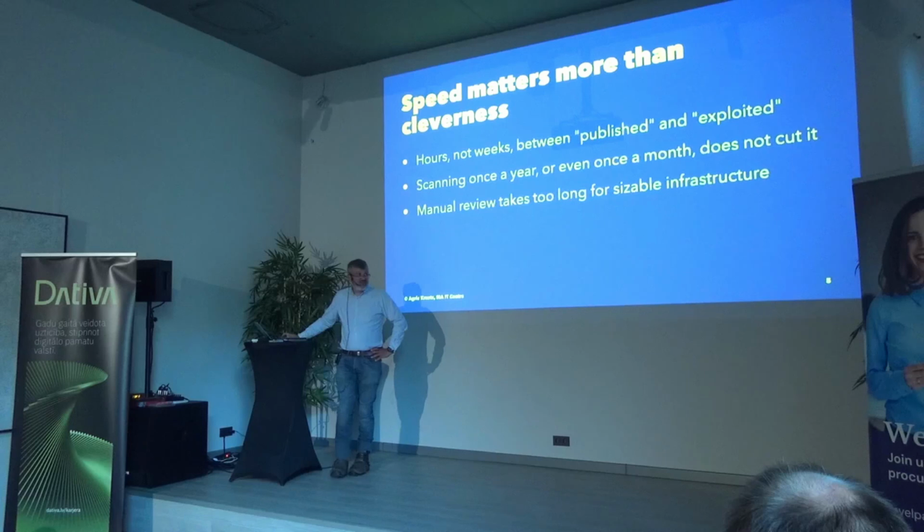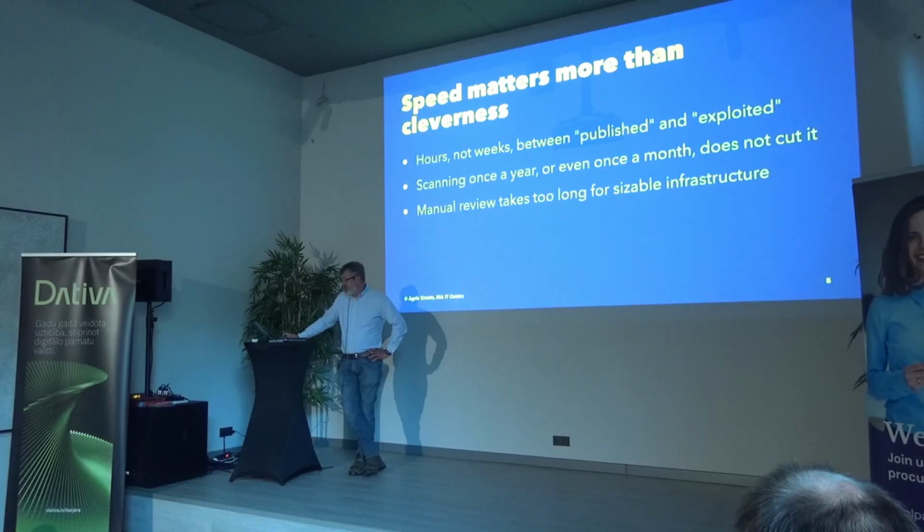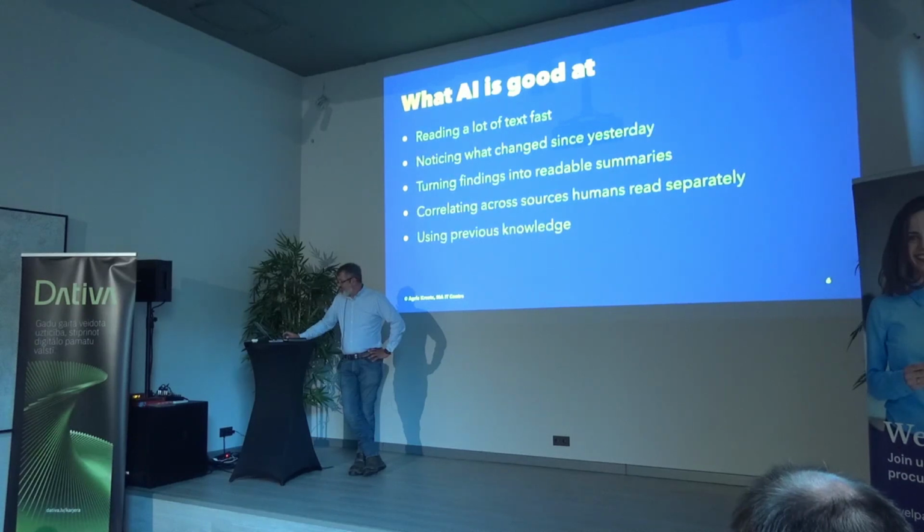And speed matters as well. If you can do it in hours or basically in days, it's okay. You can more or less keep up, especially today when AI is discovering vulnerabilities. But if you are doing it very slowly, once a year or maybe once a quarter, basically you are missing many things, and there is a problem. Manual review can be very long as well. What is artificial intelligence good for? It can read a lot of text.